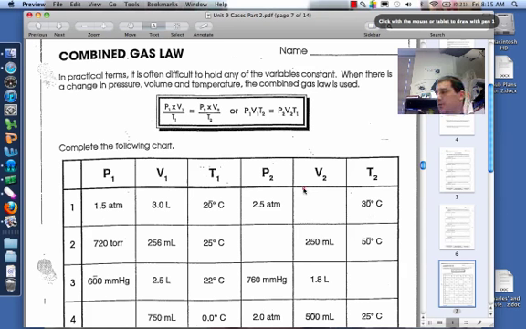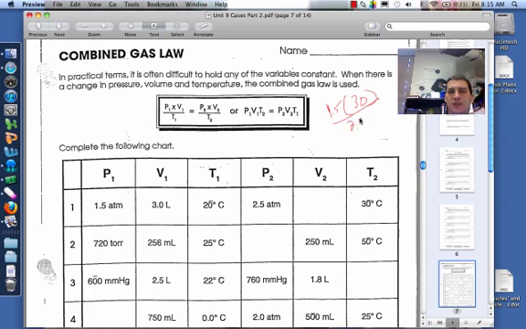Well, for the very first one, you're going to have, okay, P1 is that, V1 is that, T1 is that. So you got 1.5 times our volume 1 of 30 over 20 degrees C. Well, let's go ahead and convert this C to Kelvin. So let's add 273, which is going to give us 293. That's going to equal, we have our P2 and our T2, so we're going to solve for V2.